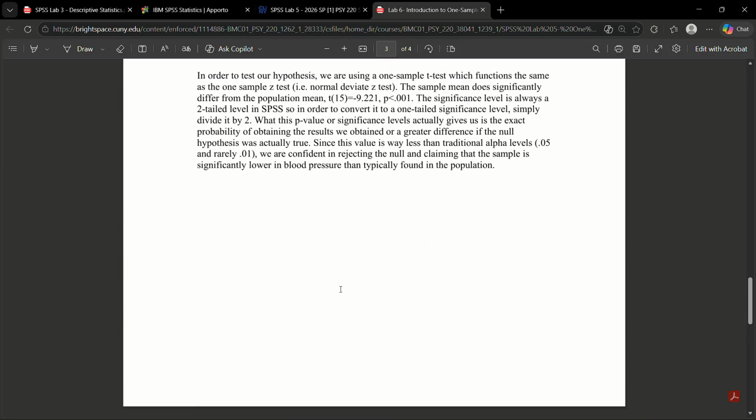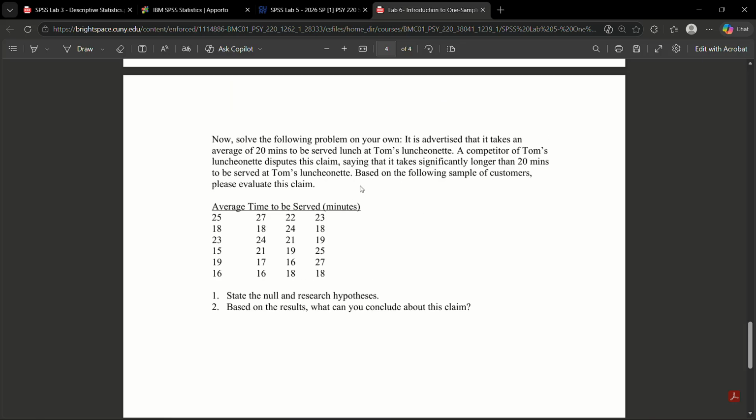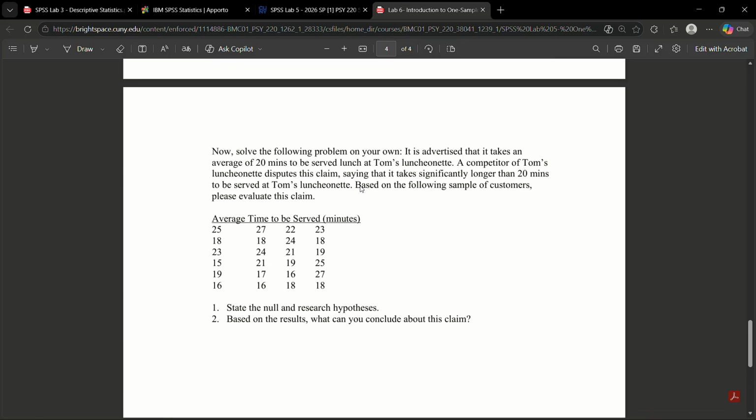Now let's take a look at some other problems here. This is Tom's Luncheonette. He advertises an average of 20 minutes to be served at Tom's Luncheonette. That's pretty good. A competitor of Tom's Luncheonette disputes this claim, saying it takes more than 20 minutes. So once again, it's a directional hypothesis, greater than 20. We took a sample at Tom's Luncheonette and we're comparing it to 20. So is this sample going to be significantly greater than 20, or is it going to be 20 or less?